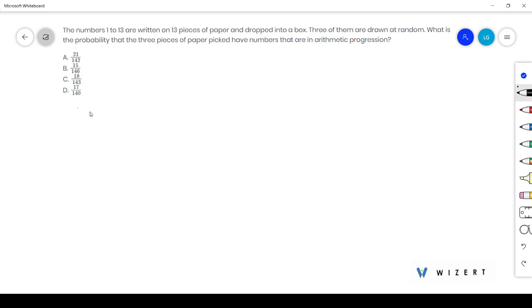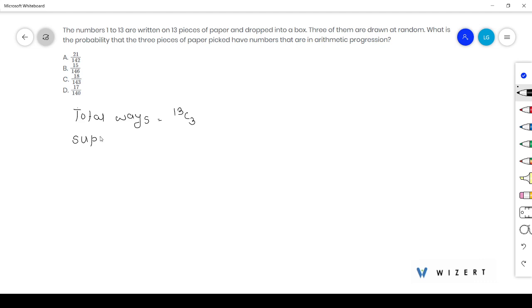Now here we have a total of 13 numbers, and we have to choose 3 from 13. So the total ways to choose is given by 13C3. Now the favorable case is that the 3 numbers are in AP.